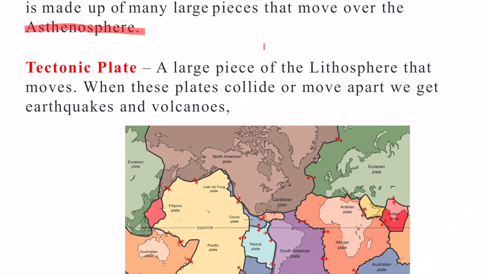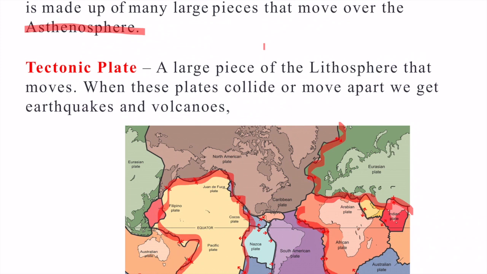When these plates collide, when they run into each other, we get earthquakes. And when they move apart, we'll get volcanoes. What you can see here, down on the bottom, is all of these plates in different colors, and in between all of these plates is that solid black line. Along these solid black lines are areas that are much more prone to earthquakes and volcanoes than anywhere else in the world.